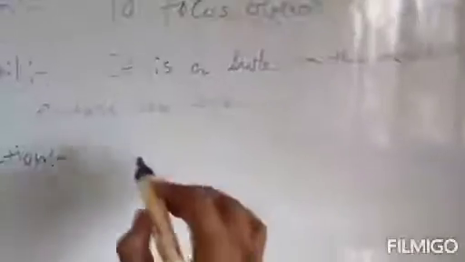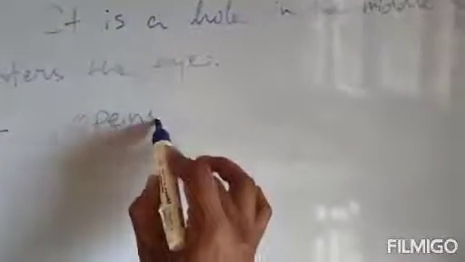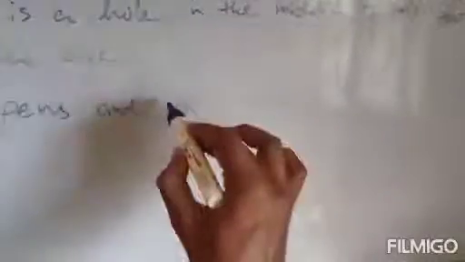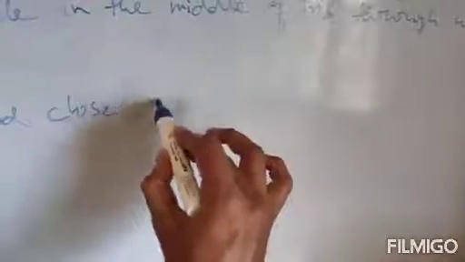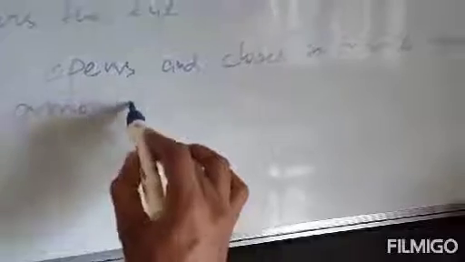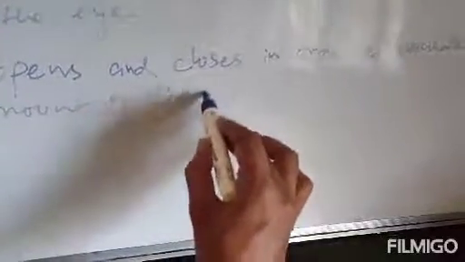Clear? So the pupil opens and closes in order to regulate and control the amount of light. That is the function of the pupil.